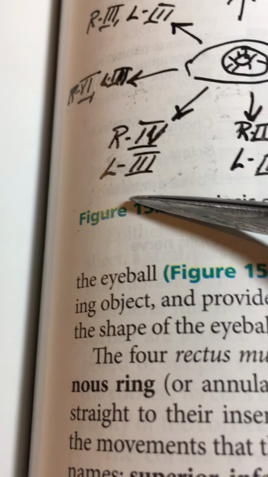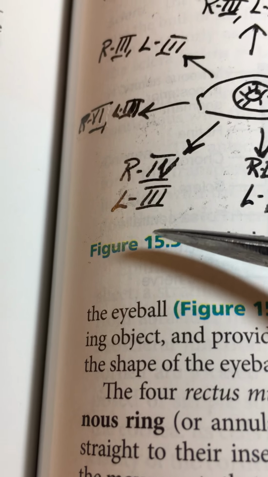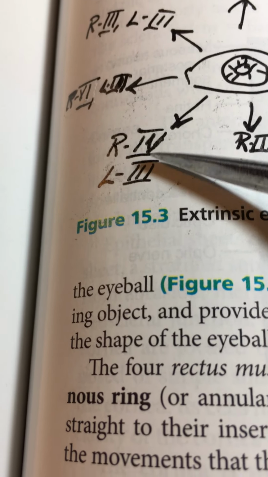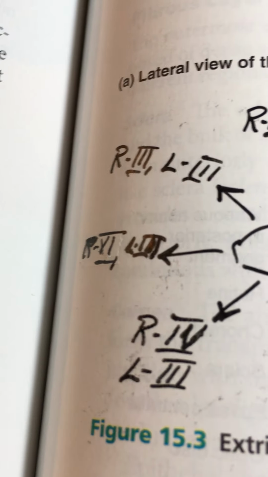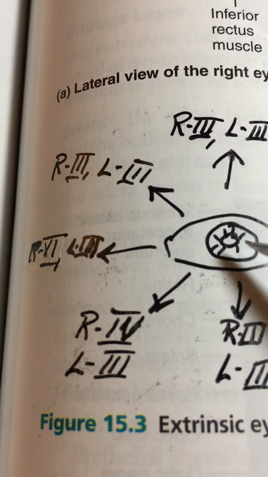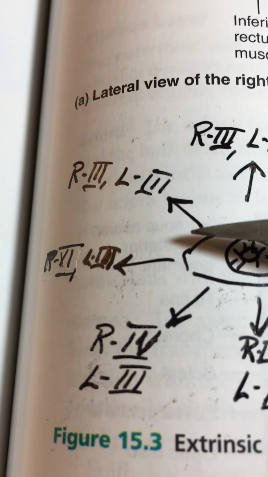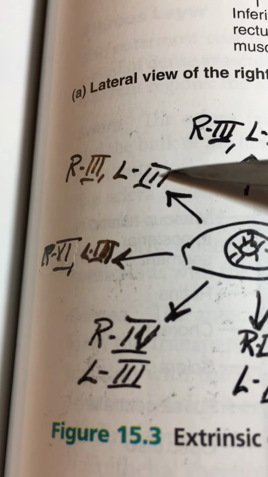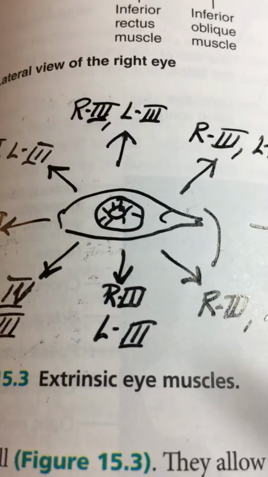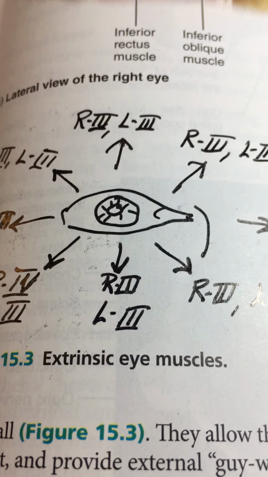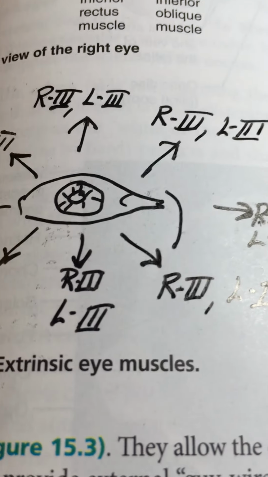Down and out to the right is going to be right 4 because of the superior oblique, left 3. And then straight to the right is going to be right 6 and left 3 because the right is using the abducens to use the lateral rectus. And then up and to the right diagonally is right 3, left 3. So that's going around and testing the cranial nerves just the way you like it.